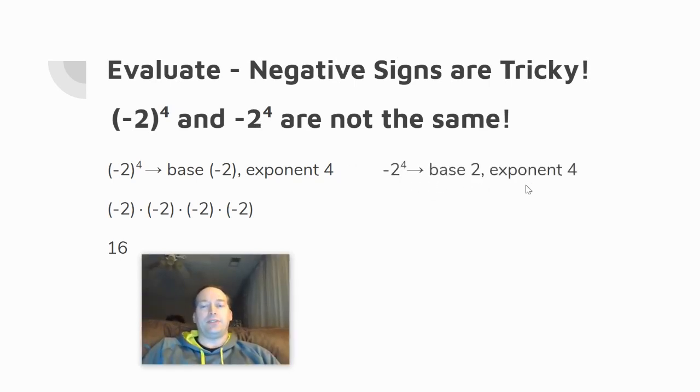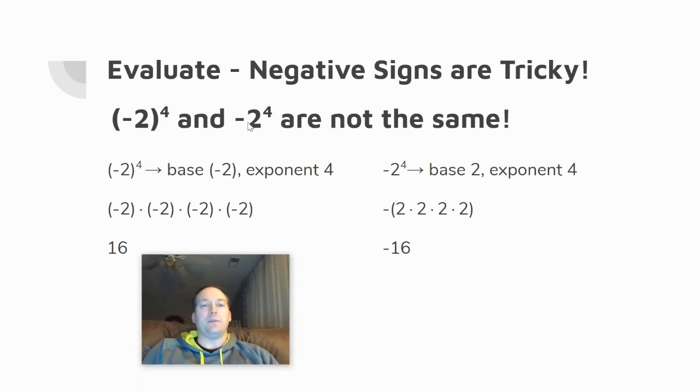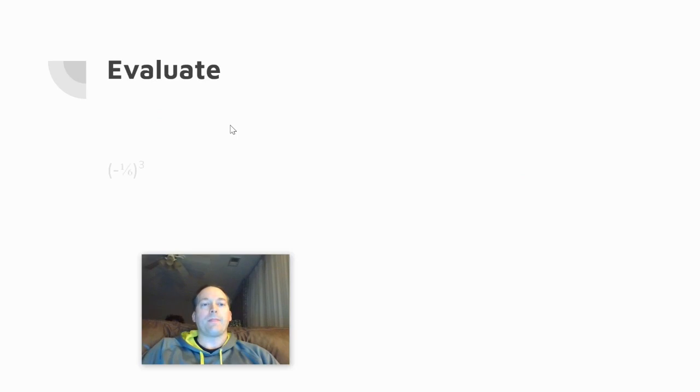So again, the base is 2, the exponent is 4, so I'm repeatedly multiplying 2 here, and then that whole thing I'm multiplying by -1. So the answer would be -16. So this equals 16. This equals -16. So you just have to be very careful with what is the base and what you are doing to it. So the negatives, you just got to be very careful.